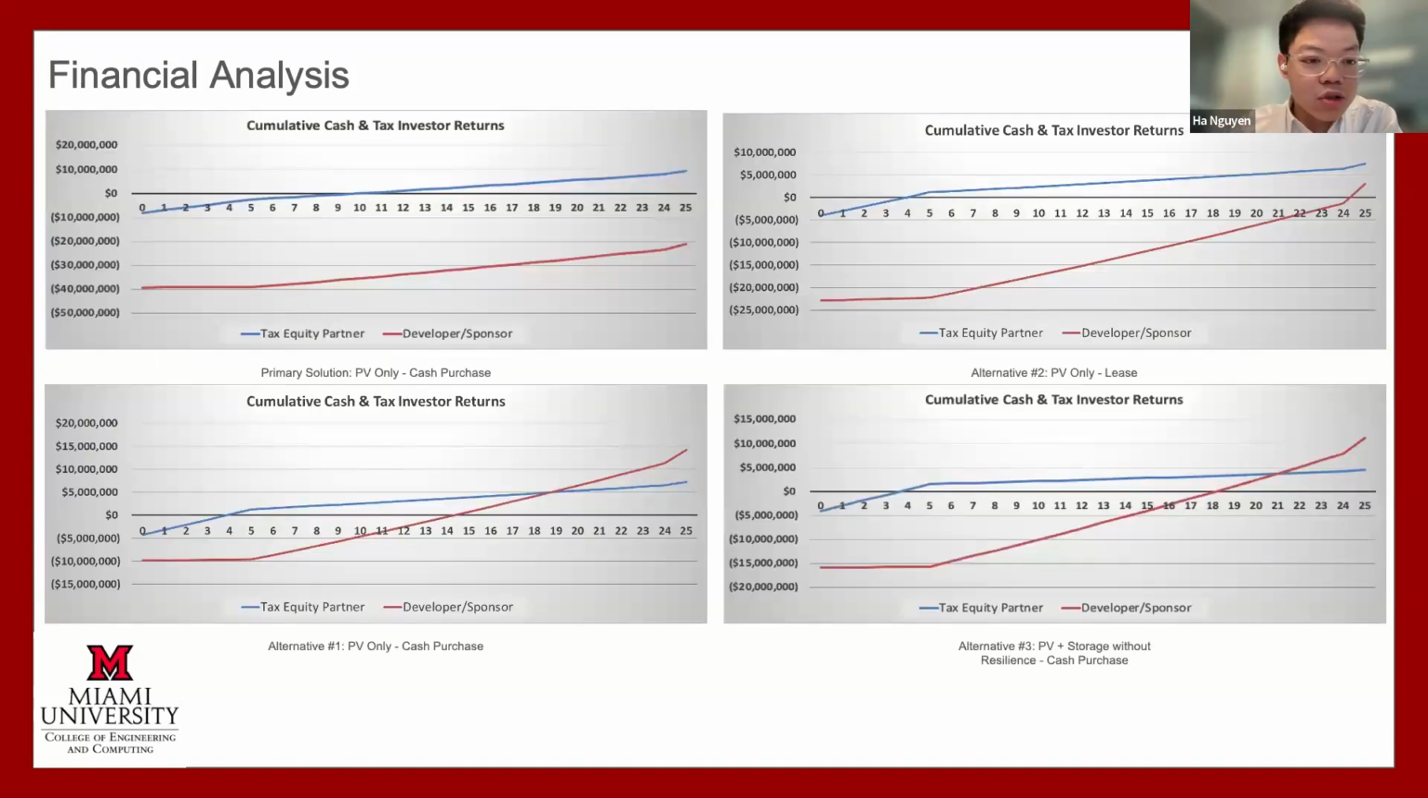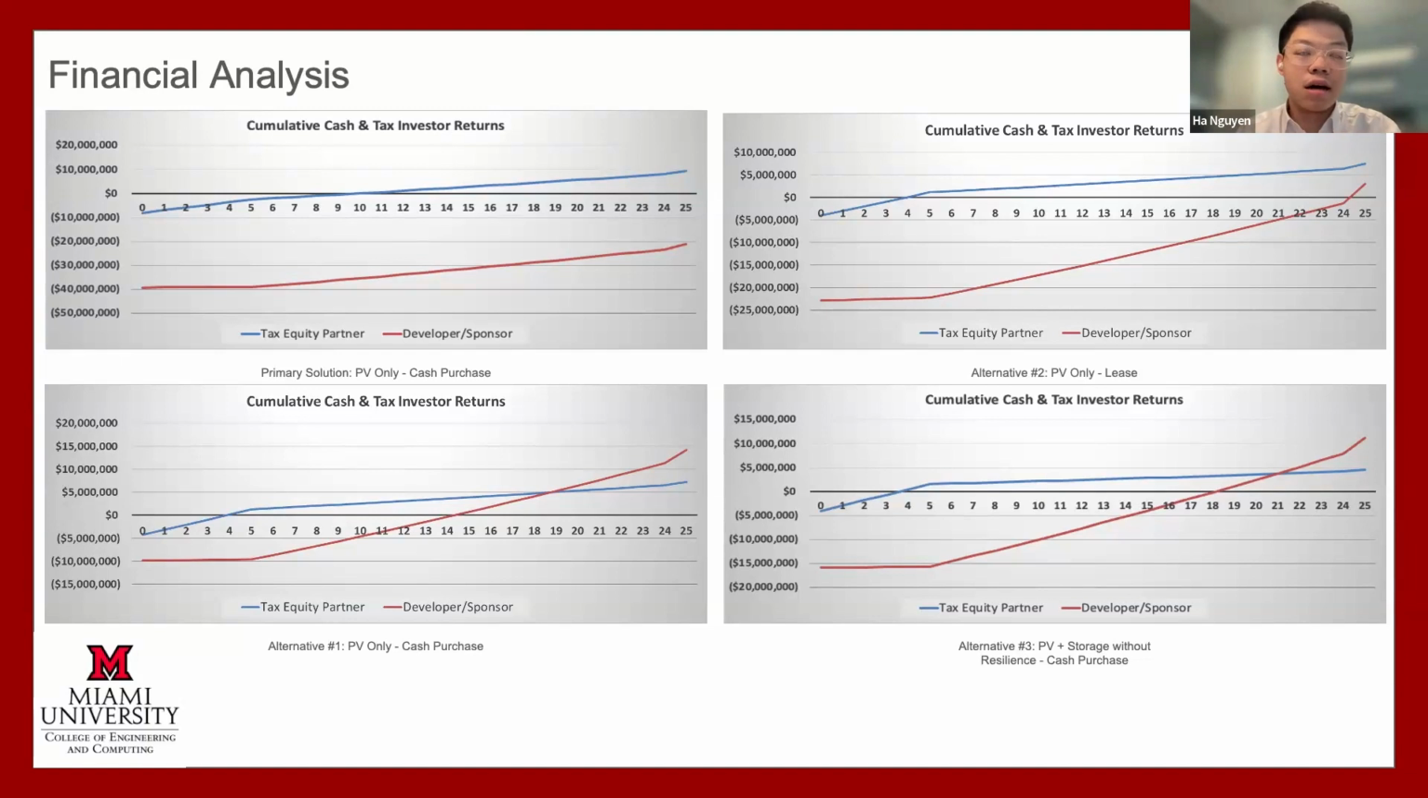I would like to correct a little bit on this slide. The top left graph, our primary solution is the PV plus the storage with resilience option, cash purchase. My apologies for this. This is our primary solution because we have to correspond to the requirements of the district plan. This will cause the investment return to be around net negative 20 million.